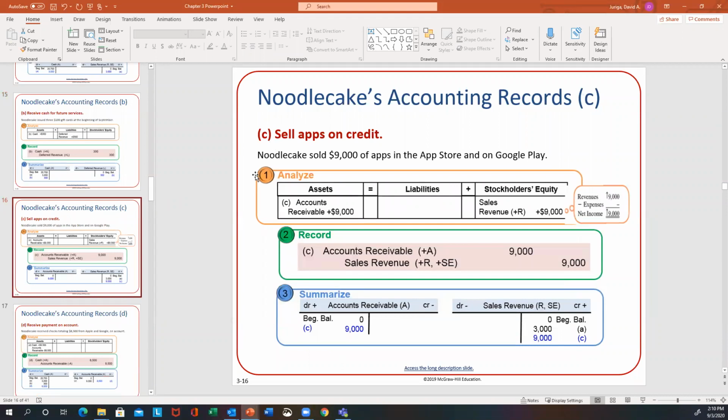All right, so they sold $9,000 of apps in the App Store and Google Play. In this case, they've actually earned the revenue. They've actually sold it, but in this case, they're putting this on credit. So it's going to go into accounts receivable. You increase it for 9,000, you will be debiting it in your journal, and you're going to be crediting your revenue. So here's your journal entry, and then of course you would post it to your ledger.